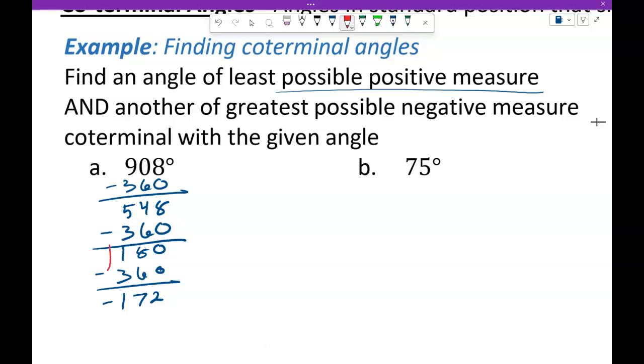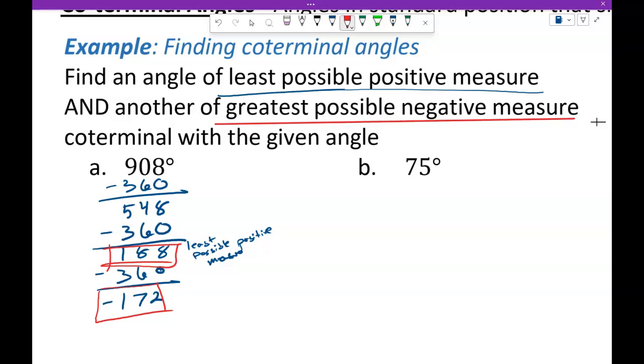So of these, the smallest positive is 188. So that is the angle of least possible positive measure. Because when I subtract again, now I have a negative value. This negative value is my greatest possible negative measure.